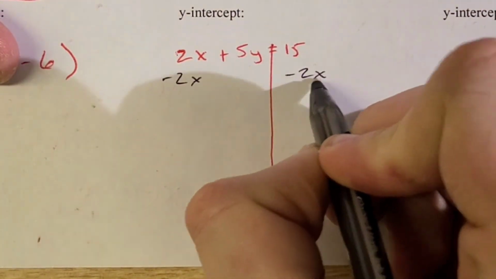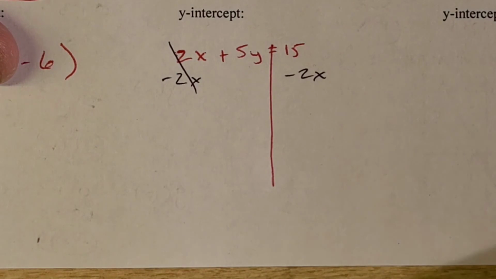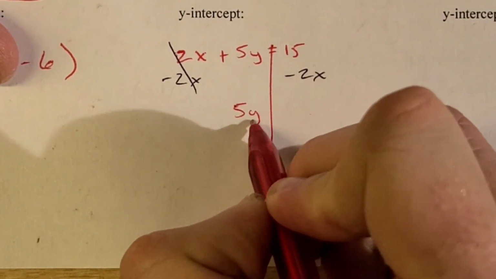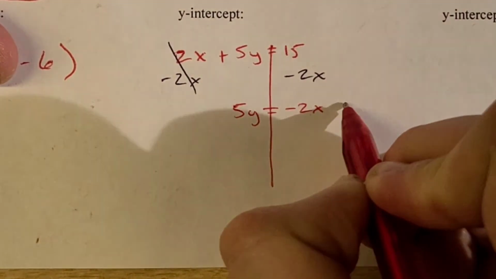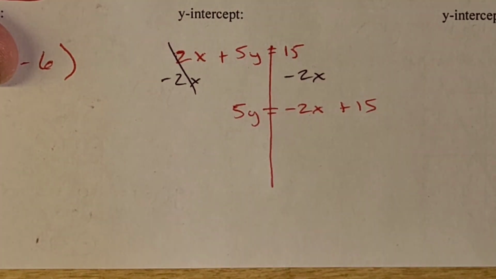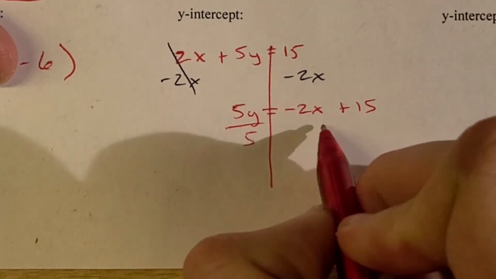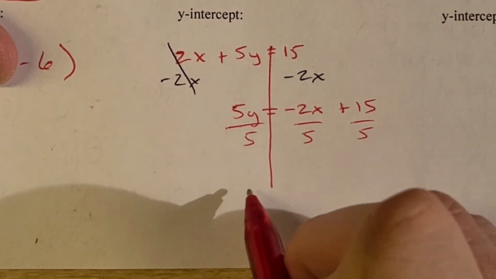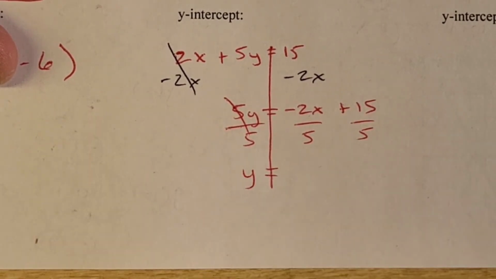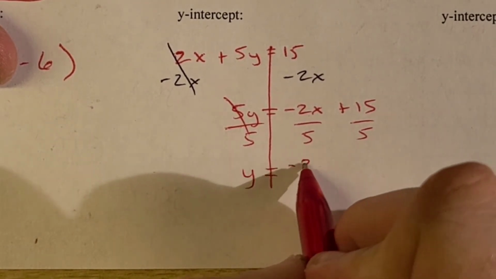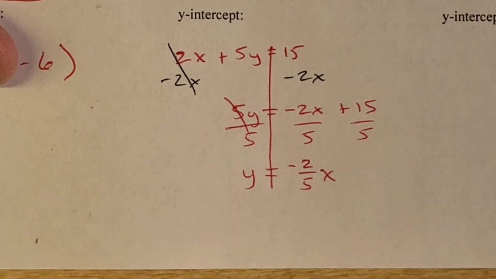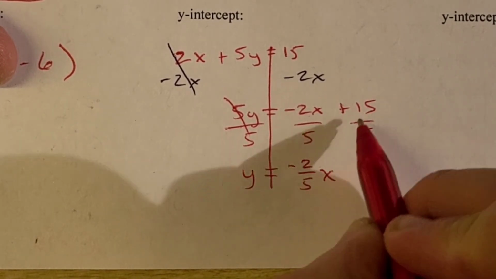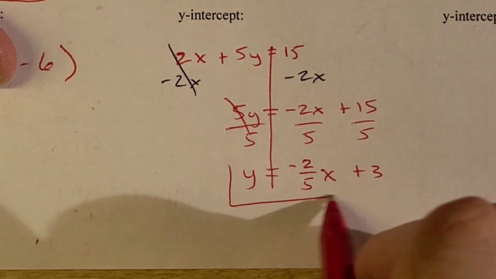We are going to subtract 2x. I will get 5y equals negative 2x plus 15. And then lastly, I'm going to divide by 5, and I get y equals, let's see, negative 2 over 5. There's nothing I can do with that. So negative 2/5 x plus 15 divided by 5 is 3.